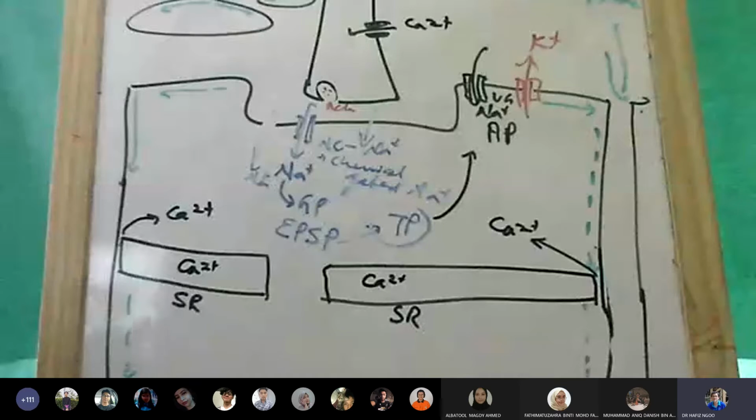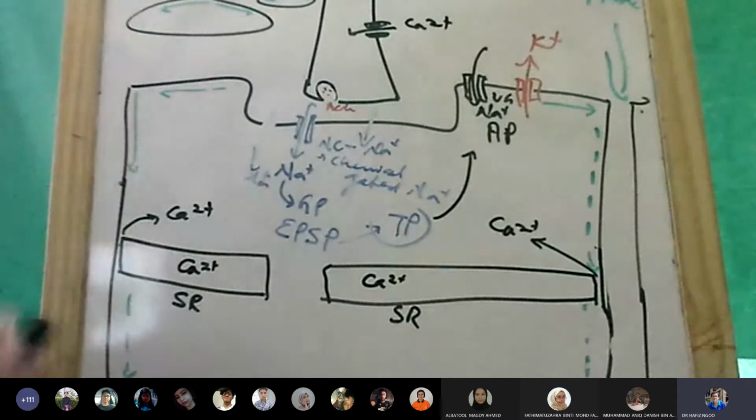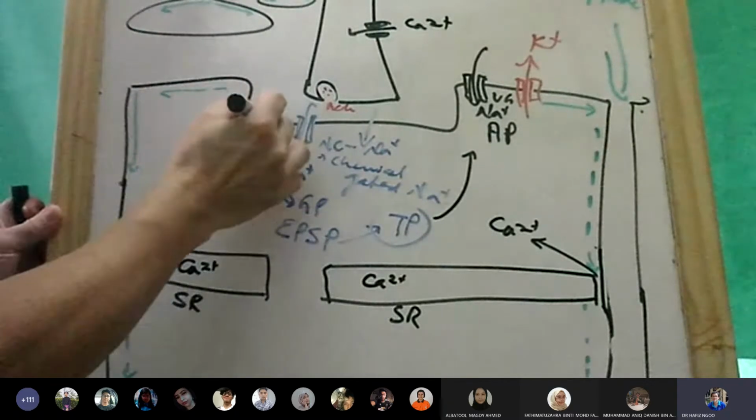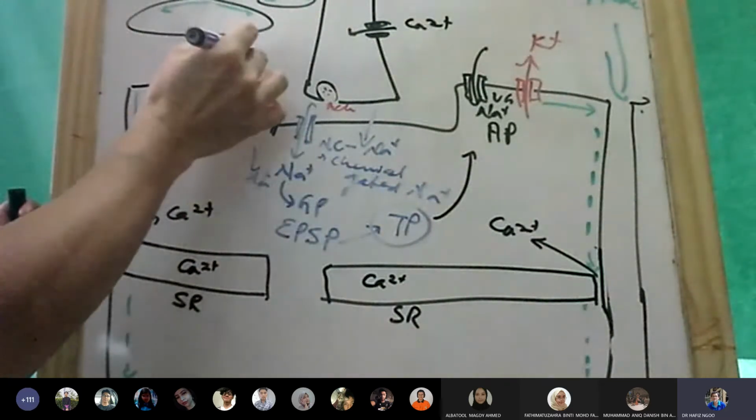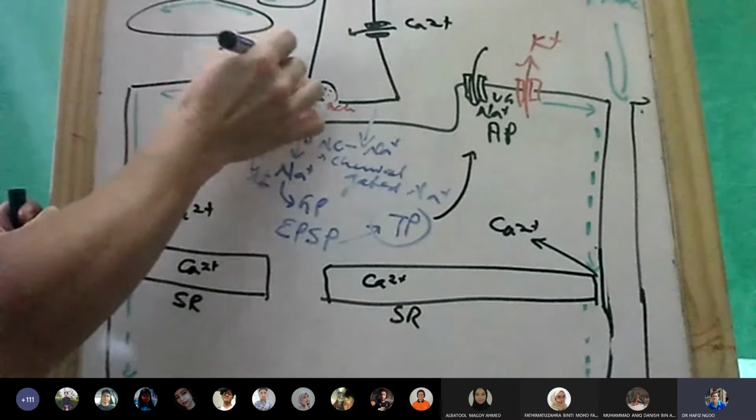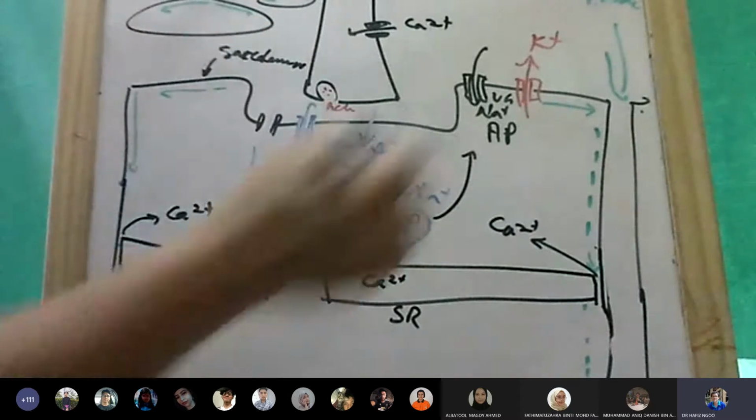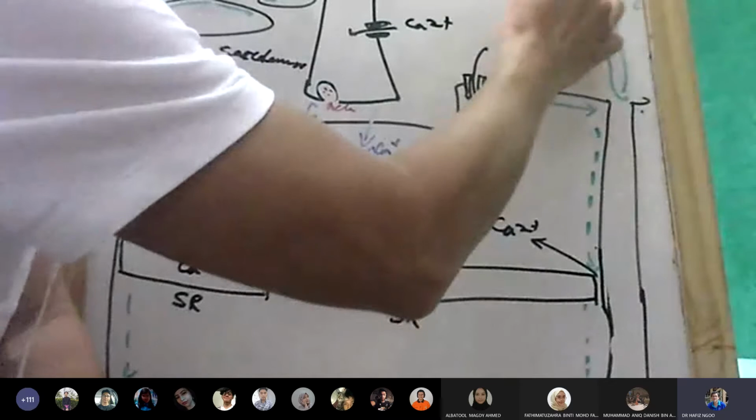And then we turn to page 24, looking at the microscopic structures. The muscle has a cell membrane, and this cell membrane is known as the sarcolemma. So this is the sarcolemma, the cell membrane, and we know that this is the T tubule.